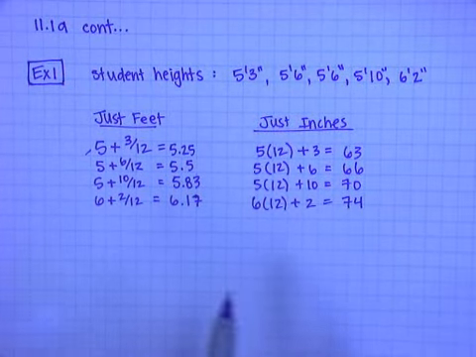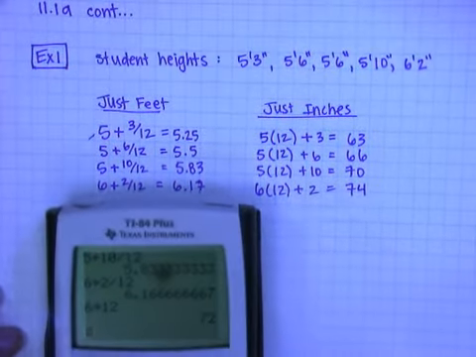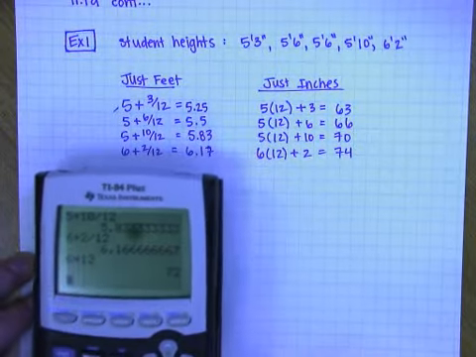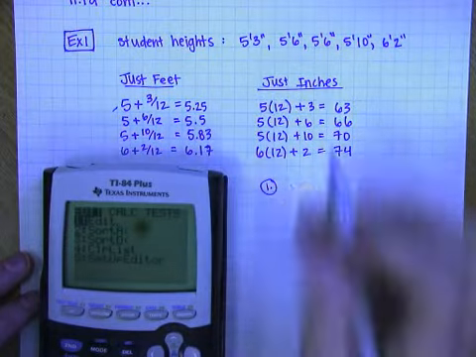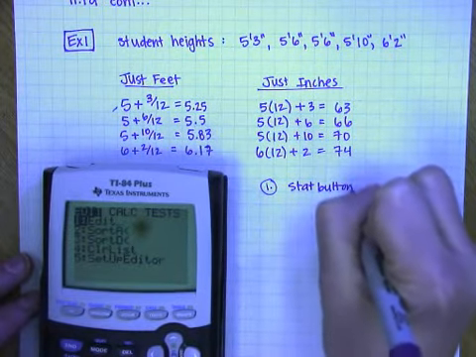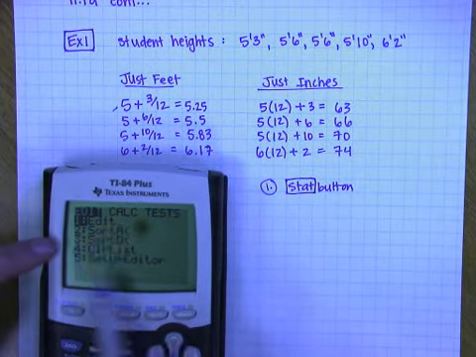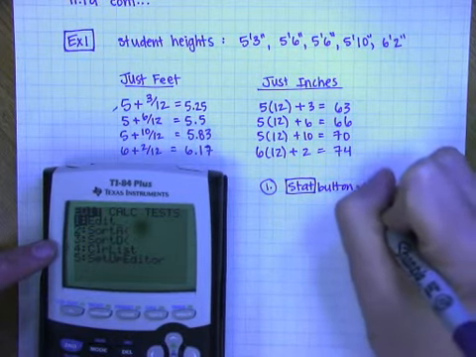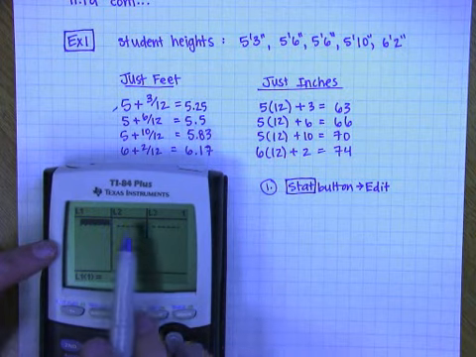Okay. Now whether you go just feet or just inches, the calculator part next is the same. So I'm going to try and show you on the calculator as I'm writing out steps. We'll see how this goes. On the calculator, your first step is going to be to hit the stat button. And then once you hit the stat button, it's going to take you to this menu, and you want to hit enter on edit. So you want to go to the edit menu.